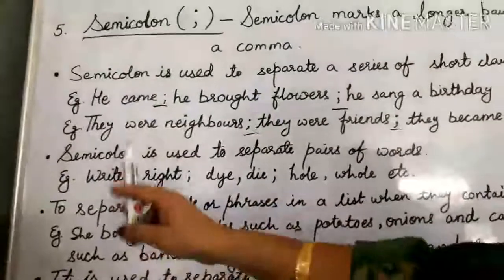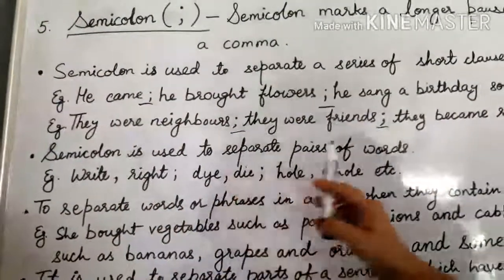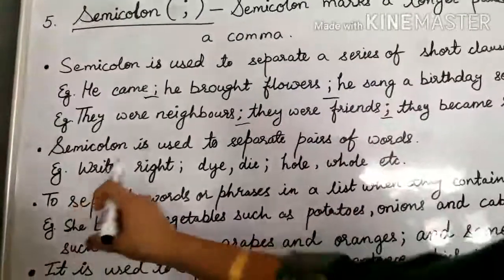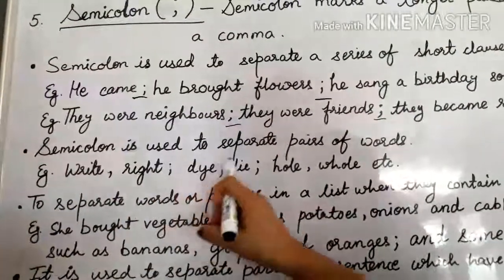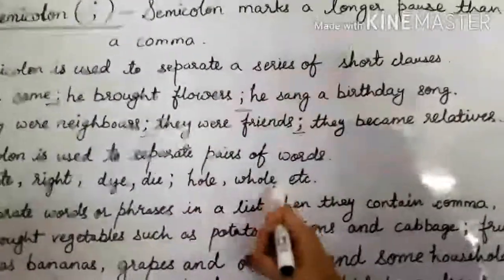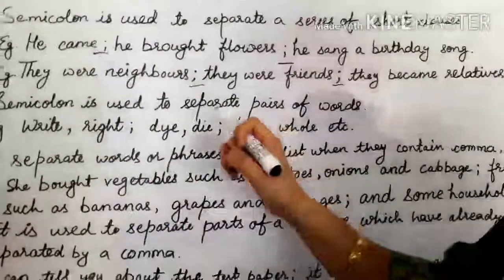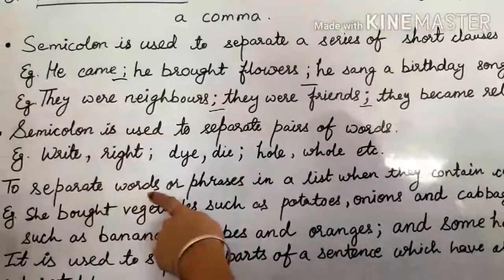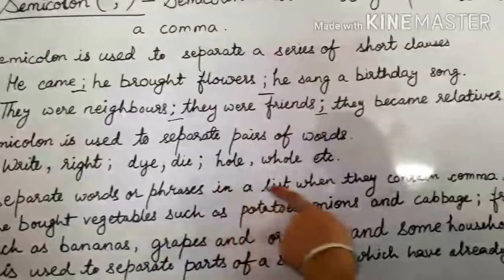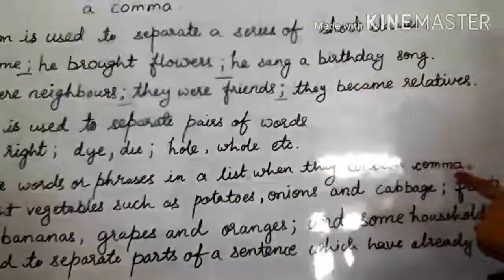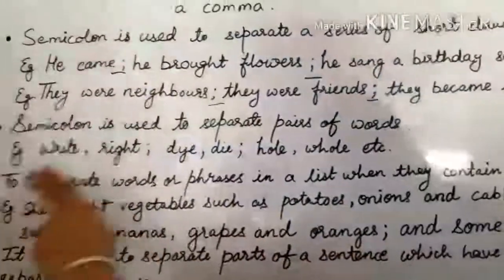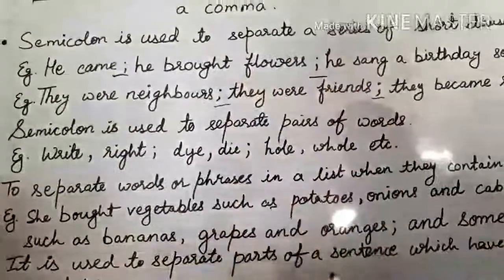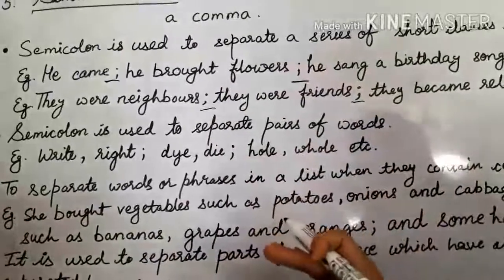Now the next point: a semicolon is used to separate pairs of words like right and write, die and dye, whole and hole. What are these, children? These are examples of homophones. A semicolon is also used to separate words or phrases in a list when they already contain commas.